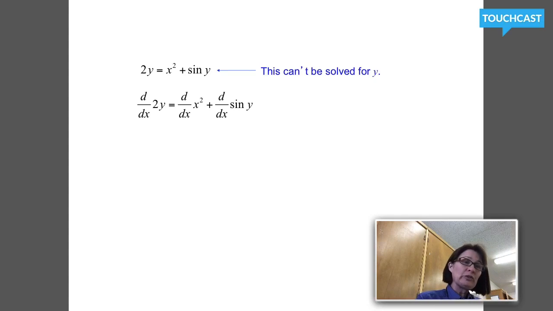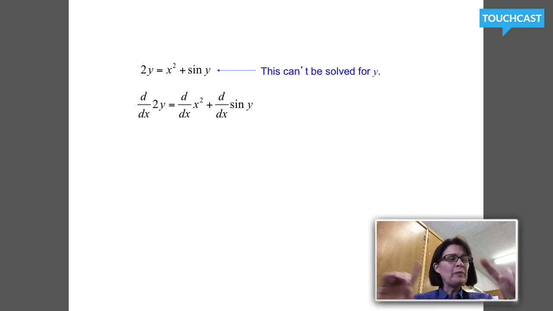So if I want to find the derivative, if I want to find dy/dx, I'm going to have to use implicit differentiation. So remember I said we're going to take the derivative of both sides of this equation with respect to x. So the easy part is right after the equal sign. Can you take the derivative of x squared with respect to x? Sure. It's 2x. That's the easy part.